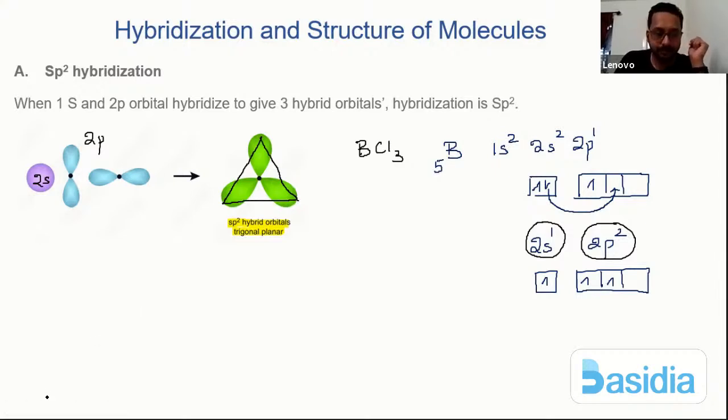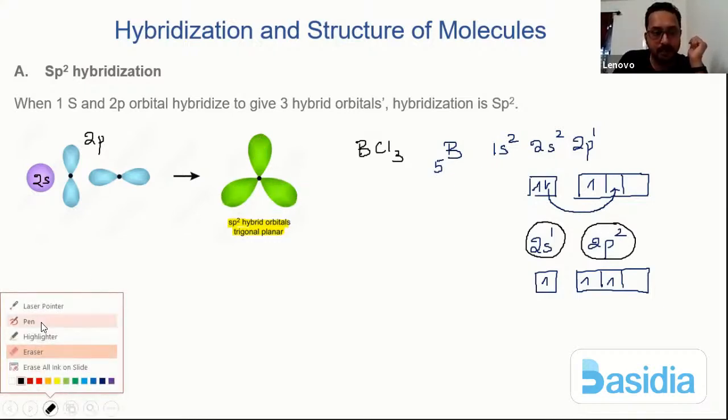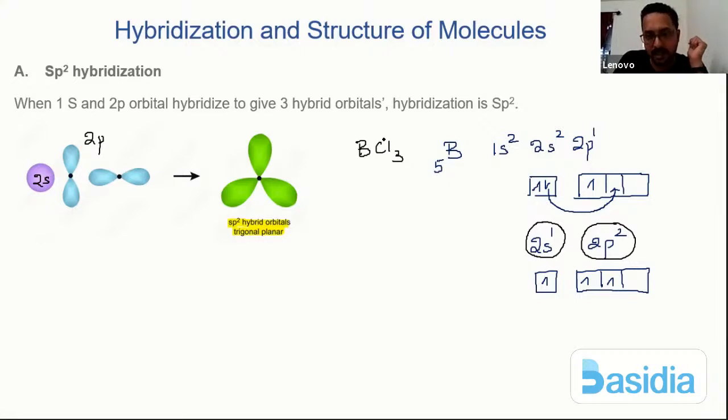Correct? So once this sp2 hybrid orbital is formed, next what exactly will happen? The Cl atoms, the Cl is going to link over here. So there's one linkage of the Cl, there's another linkage of the Cl over here, and there's another linkage of the Cl over here. So I can clearly show where all the Cls are linked.